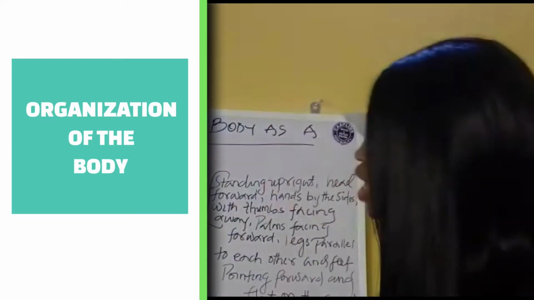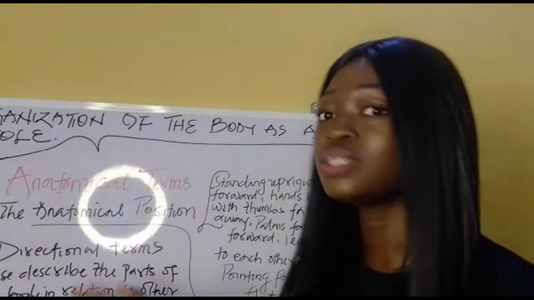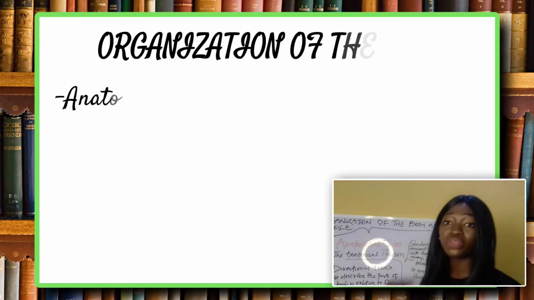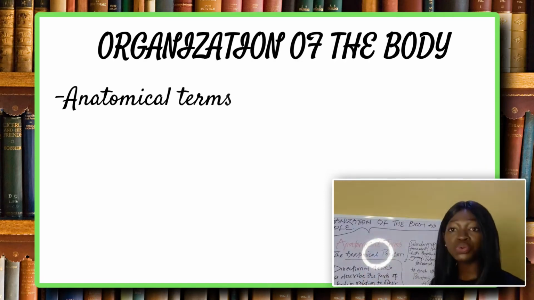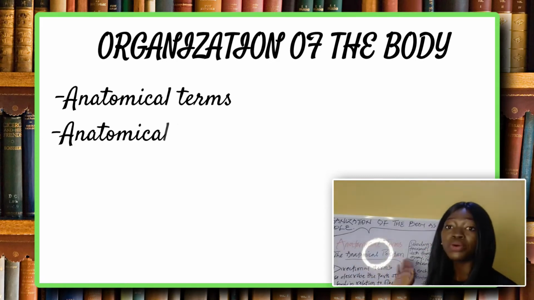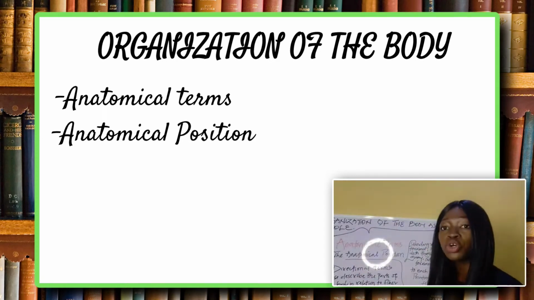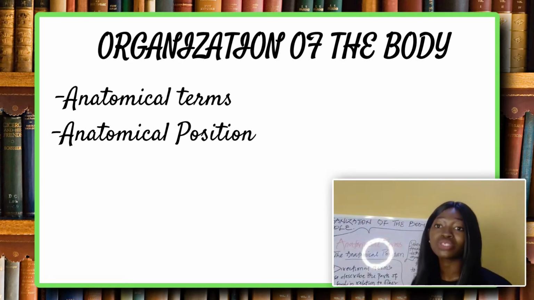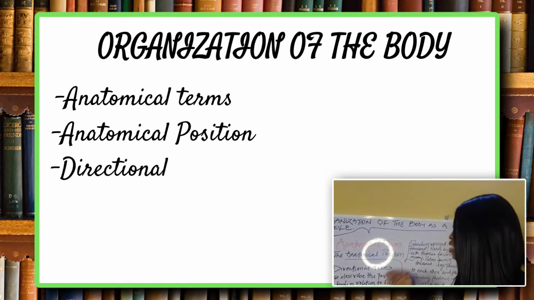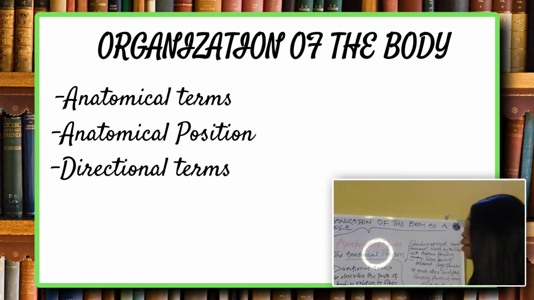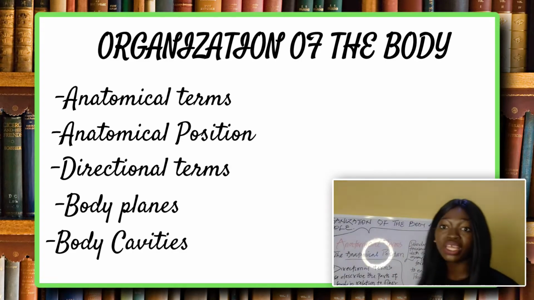Under organization of the body as a whole, we're going to be talking about anatomical terms. That's the terms we use in the study of anatomy. Then we'll talk about the anatomical position, which is a standard position that the body stays in when we want to discuss anatomy. Then we will talk about directional terms, then body planes, and then the body cavities.